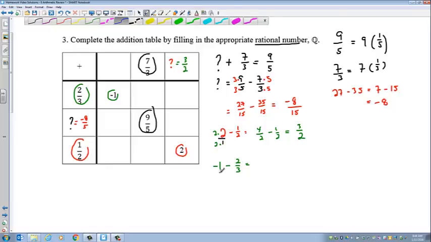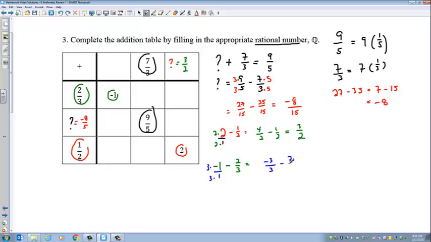So again, we can rewrite -1 as -1 over 1. And then we can multiply the top and bottom by 3. And so we'll get -3 over 3 minus 2 over 3. And so that's equal to -5 over 3. So -3 of these minus 2 of these is -5 of these. And so right here we put -5/3.